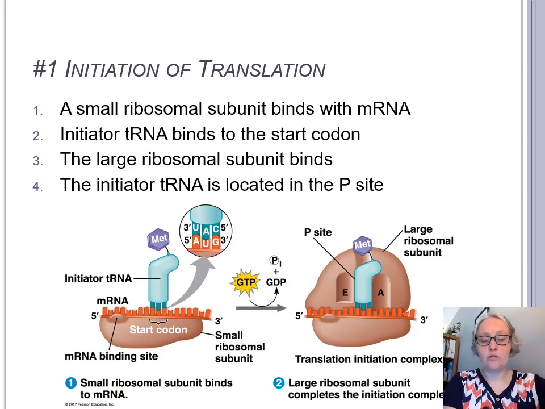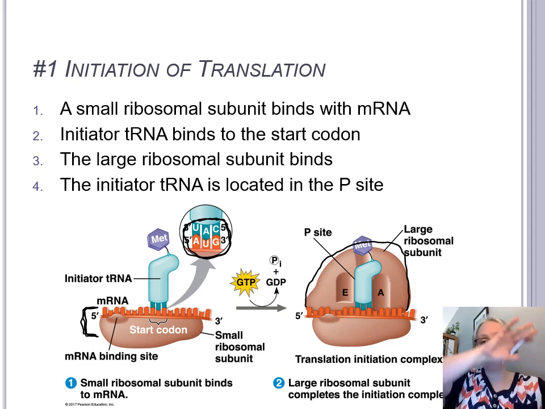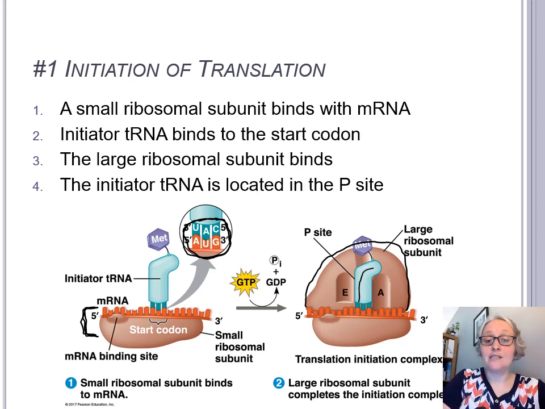So to initiate translation, we take a small ribosomal subunit, and it's going to begin by binding with the mRNA molecule. So this down here is the very first thing that happens. Small ribosomal subunit, mRNA lands on top. After that, the initiator tRNA will come in and bind the start codon. So you can see that that initiator tRNA is looking for the start codon. So that's step 2. Step 3, the large ribosomal subunit will come in and bind. When that large ribosomal subunit slides into place, it's going to make sure that that initiator tRNA molecule is in the P site.